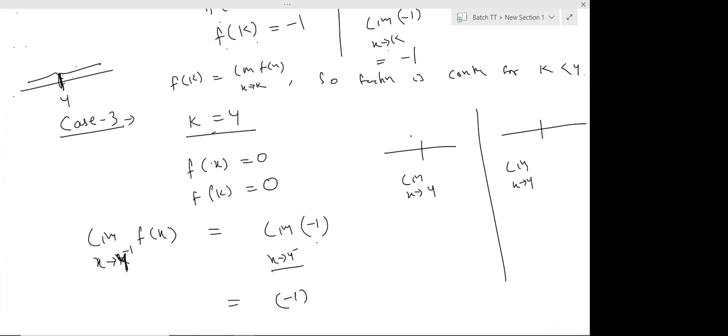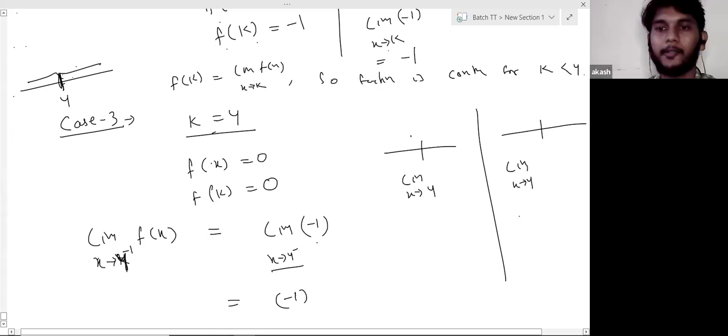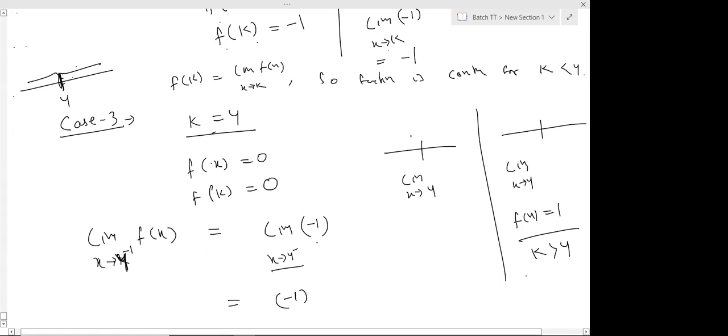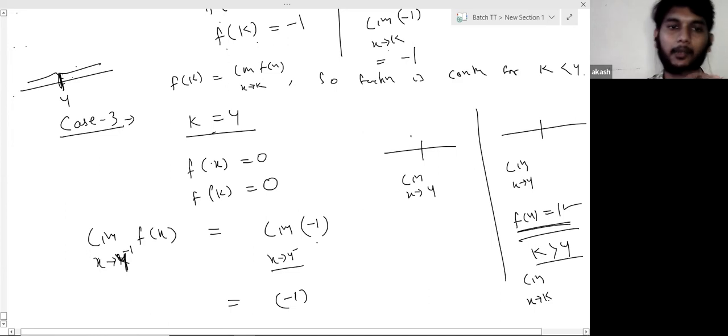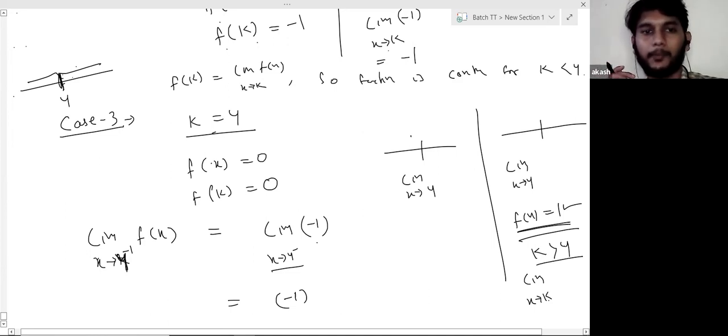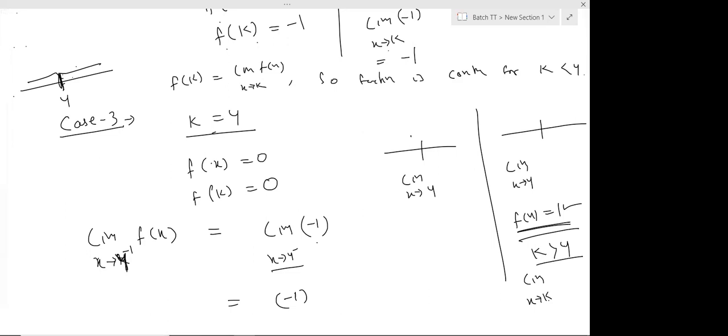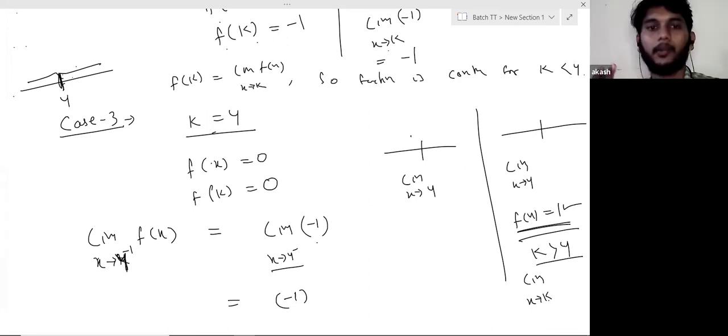So when we had f of x equals 1, when did we have this? When k is more than 4, right? So when you find this limit, x tending to k and k is more than 4, the function will not change. The function will always be 1 for k more than 4, if you take the right hand limit or left hand limit. It would still be 1, because it will not change.